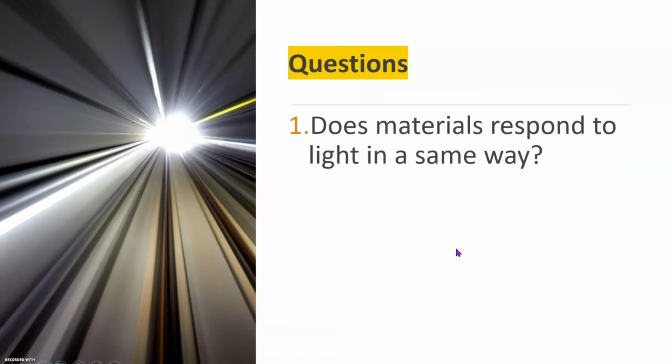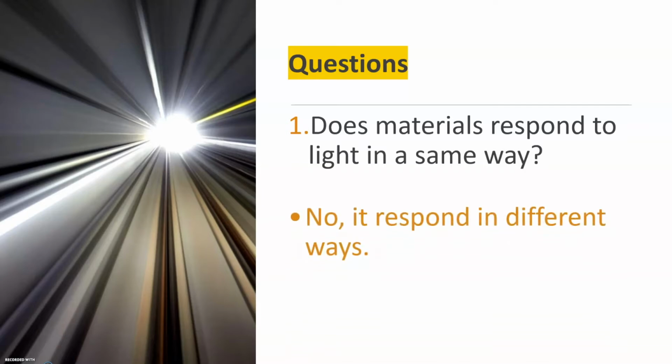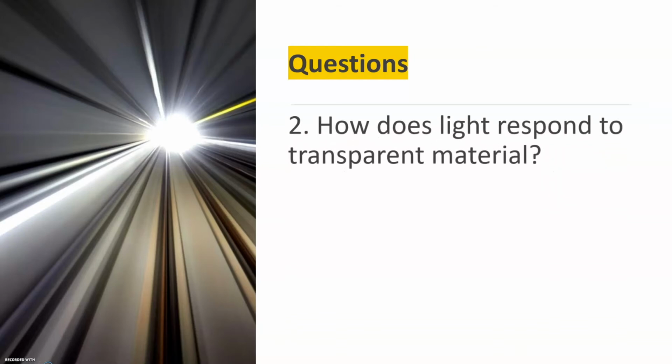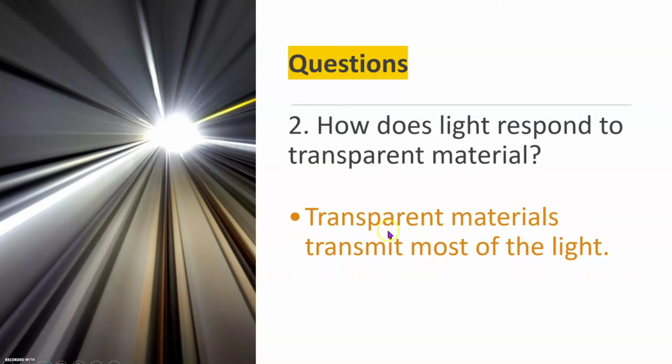Good job. Again, let's answer the leading question. Number 1. Do materials respond to light in the same way? Good job. No. It responds in different ways. It depends on the material. Then the second question. How does light respond to transparent materials? Good job. Transparent materials transmit most of the light. So that's why we can see right through transparent materials.